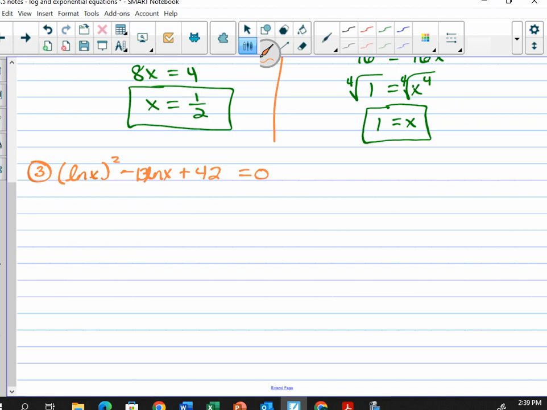You're not done. Factor. What multiplies to 42 and adds to negative 13? You're on the right track, but you're not done.